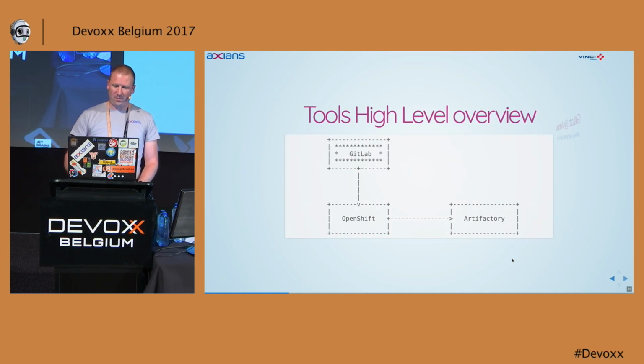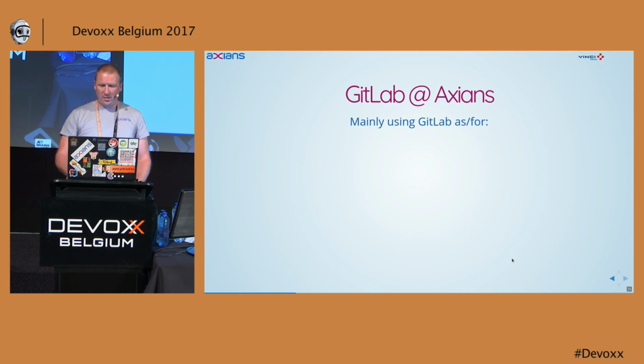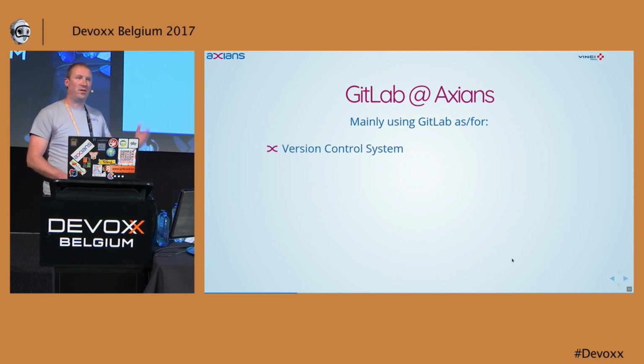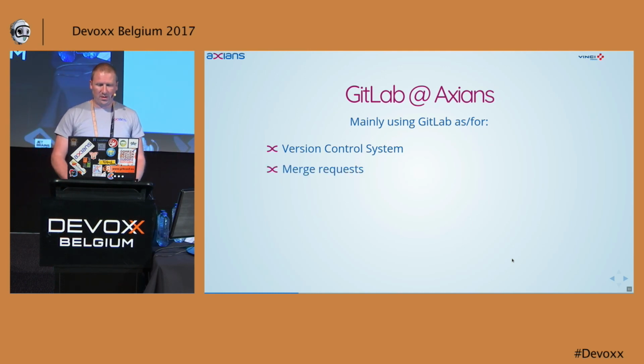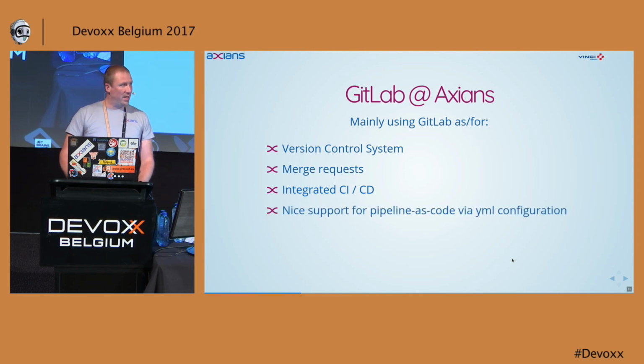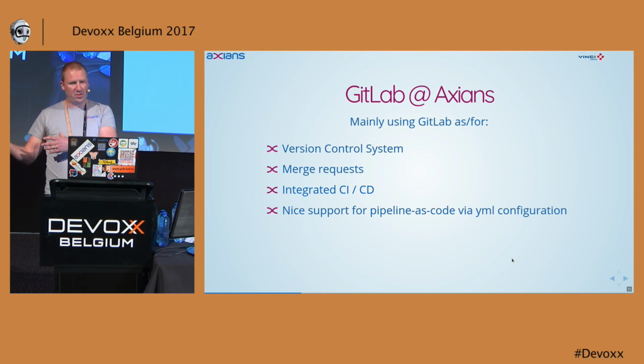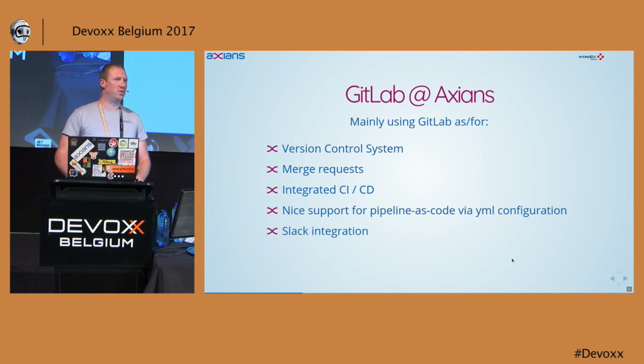Let's move on to GitLab. GitLab is mainly used in our company, of course, as a version control system. It has nice merge requests or pull requests, if you're familiar with the GitHub or Bitbucket tools. It's the same thing. It has a really nice integrated CI and CD pipelines, integrated with the merge requests and all the rest of the system. And it has nice support for pipeline as code also. So you can do it in the YAML configuration in your Git repository, and if for a certain branch additional steps, jobs are needed, you can do that easily. And of course, we have Slack integration.